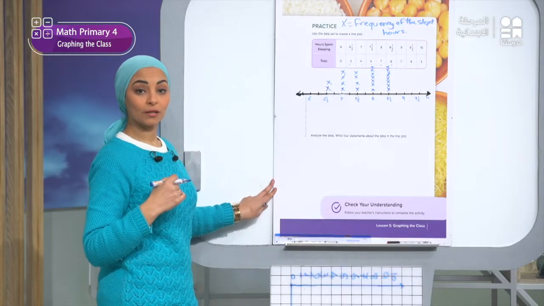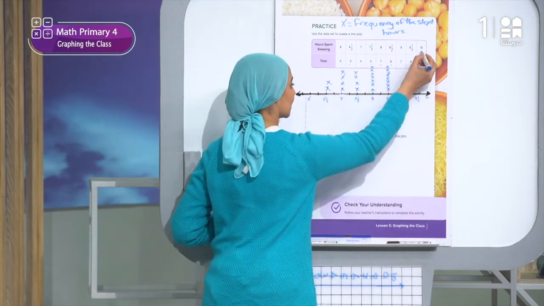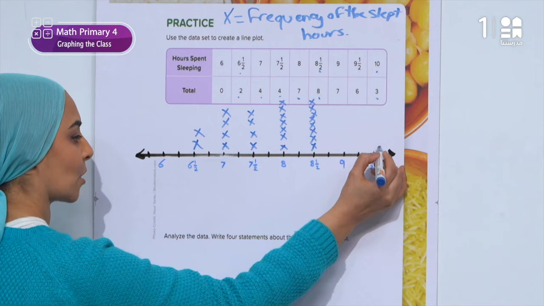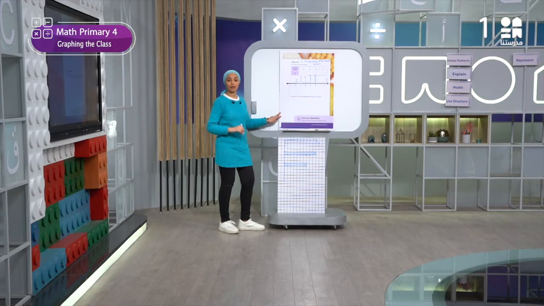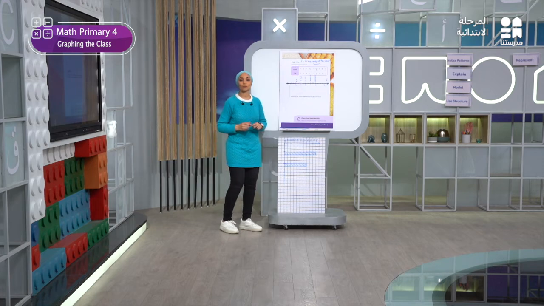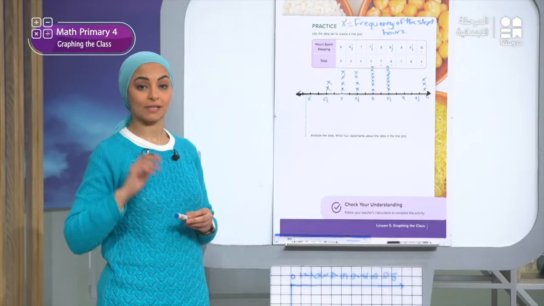And the last one is repeated 3 times. Here, 10 is repeated what? 3 times: 1, 2, and 3, right? Okay, after drawing the number line, we are asked to analyze the data we have and write 4 statements.